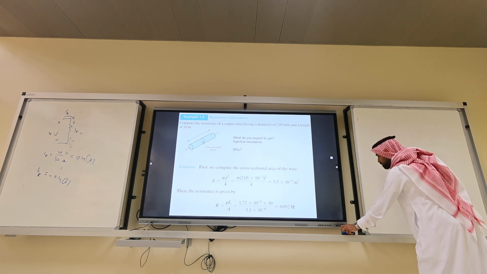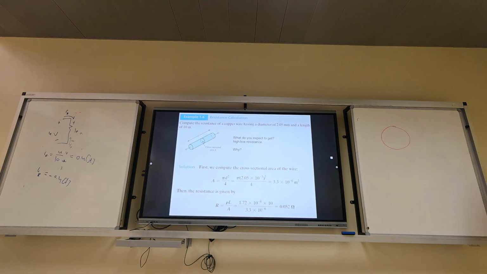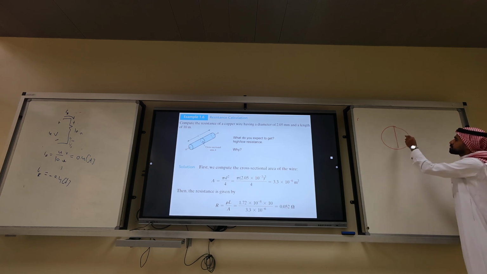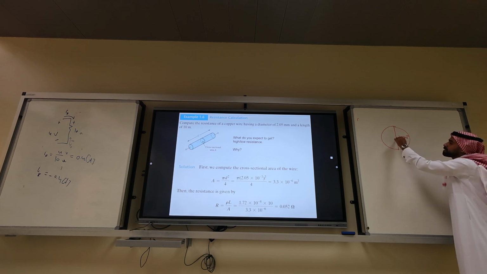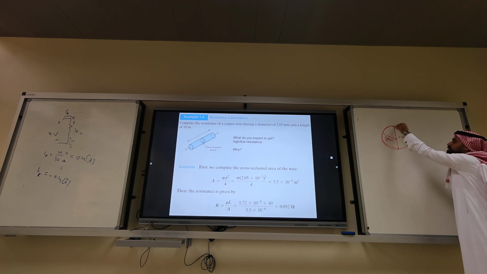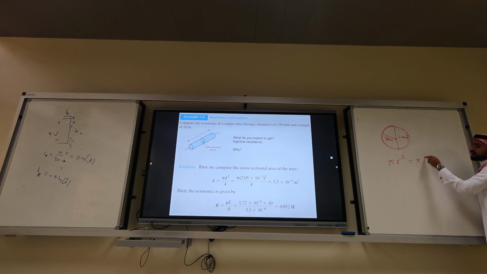Quick question. You have a circle. What's the diameter of a circle? قطر. 2.05 times 10 to minus 3, صح؟ Meter. What is the radius? Divide by 2, صح؟ What is the area of the circle? Pi r squared, which is equal to pi times d over 2 squared, which is equal to pi d squared over 4.